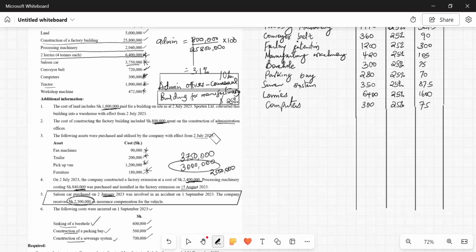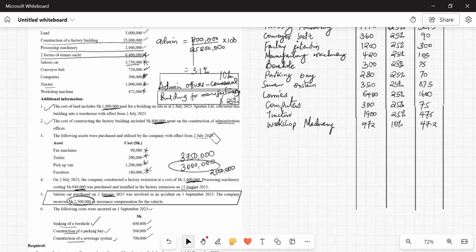Then we go to tractor, it's another one. Also 1.9 million. Tractor also is 25%. How much is that? Calculate 25% of 1.9 million. 475. Next is workshop machinery. Workshop machinery is other machinery. So this workshop machinery, which is other machinery, will be granted 10%. So we have 47.2.